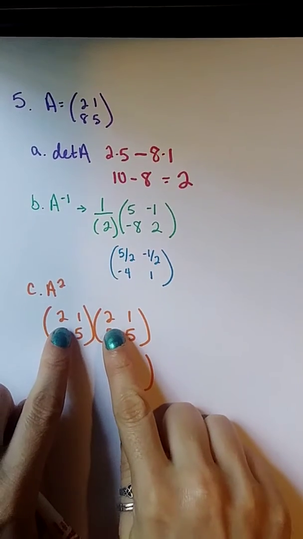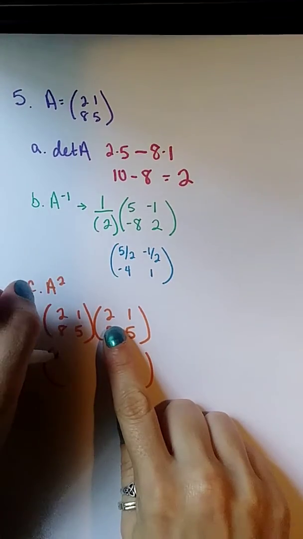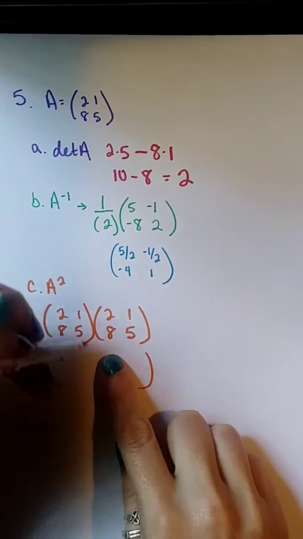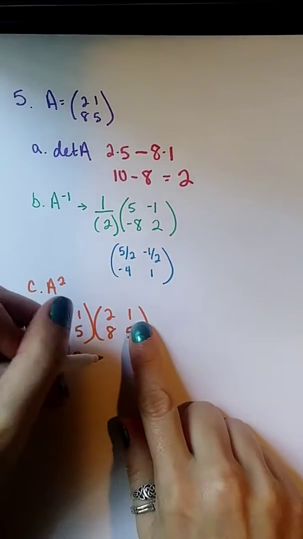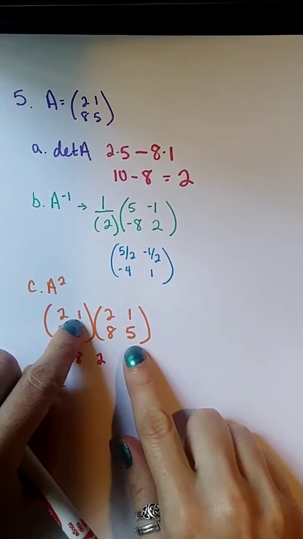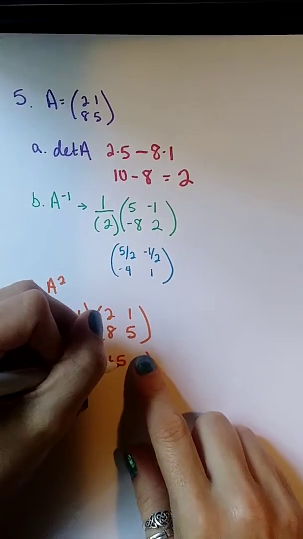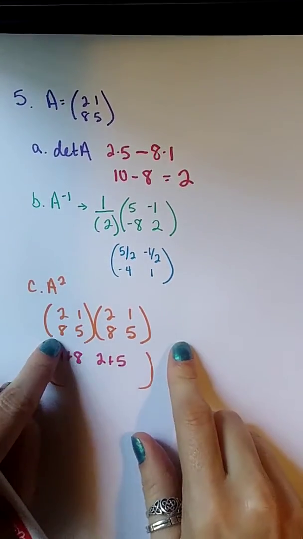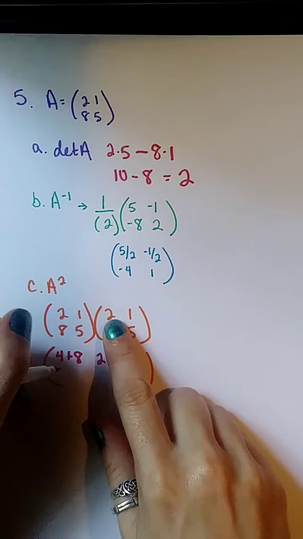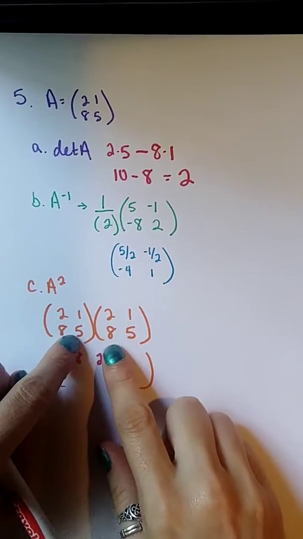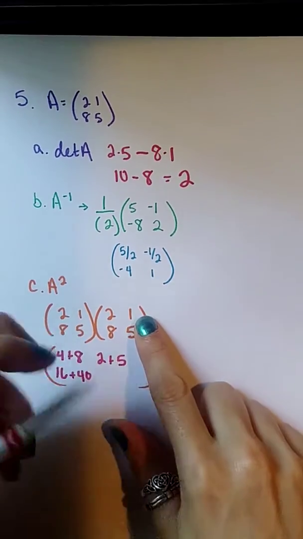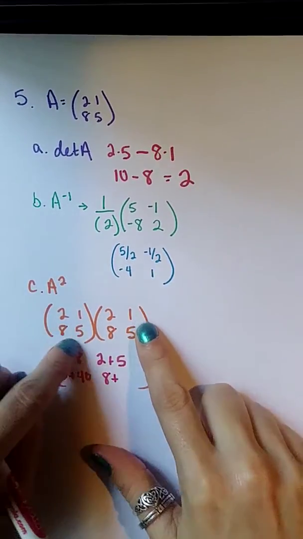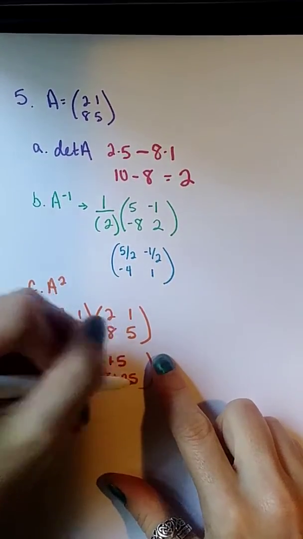So I'm going to start over here, 2 times 2, that's going to give me 4, plus 1 times 8, which is just 8. I'm going to move to my next column. 2 times 1 is 2, plus 1 times 5, which is 5. I'm out of columns, so I move to my next row and start again. 8 times 2, 16, plus 5 times 8, which is 40. And I have 8 times 1, which is 8, plus 5 times 5, which is 25.